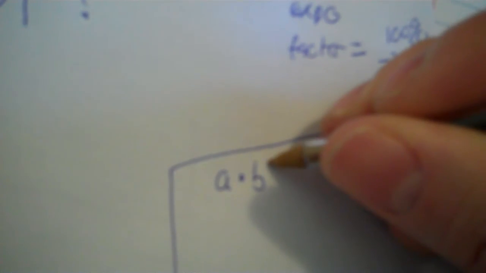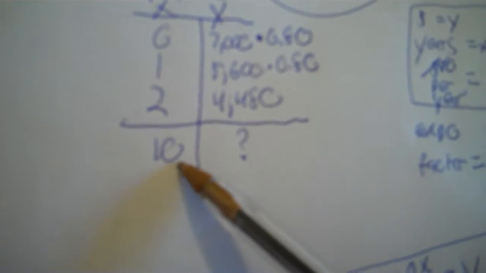Here's what you're going to do. You're going to make a box down here, and here's how you set up an expo function. You're always going to write A times B caret X equals Y. Now A is all about the Y. So where does your Y start at? What's the first number in the Y table? 7,000. Then your B is whatever you're multiplying by every time. You're multiplying by 0.80. Then you make a caret, and you replace X with this 10 right there.